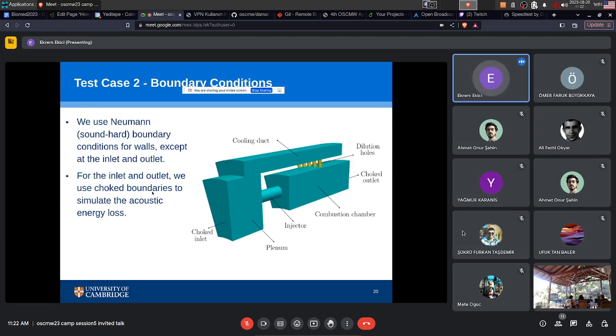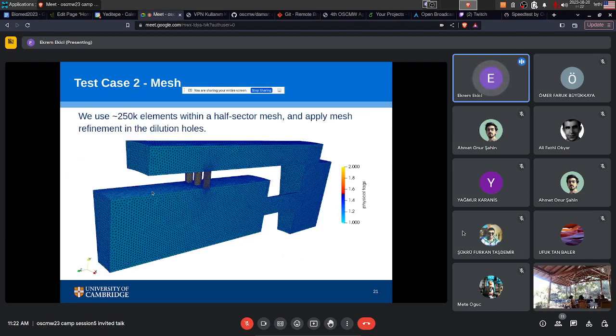So I used 250,000 elements within a half sector mesh. I only simulate a half sector because for this example, I am trying to compute the axial mode, not the azimuthal mode. So I only need one sector, actually a half sector. And I applied mesh refinement for these dilution holes.